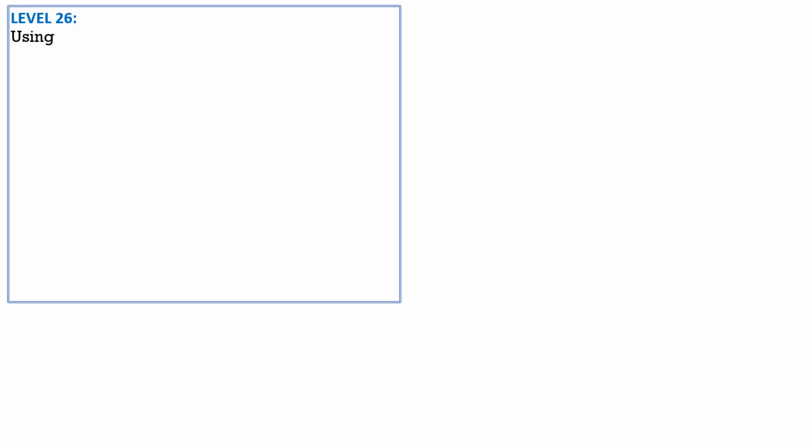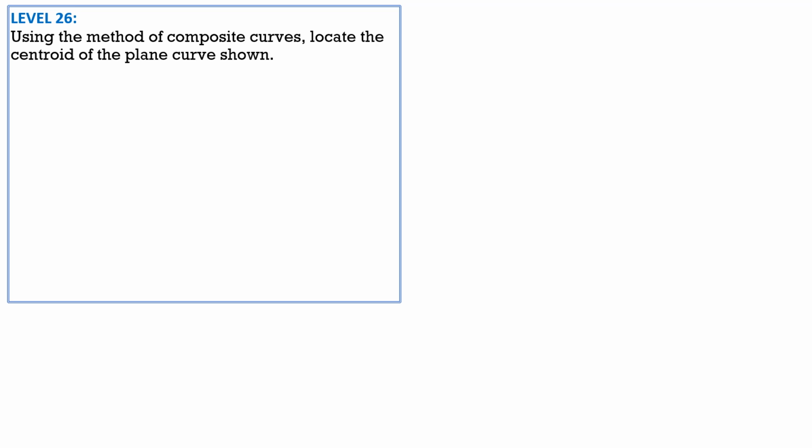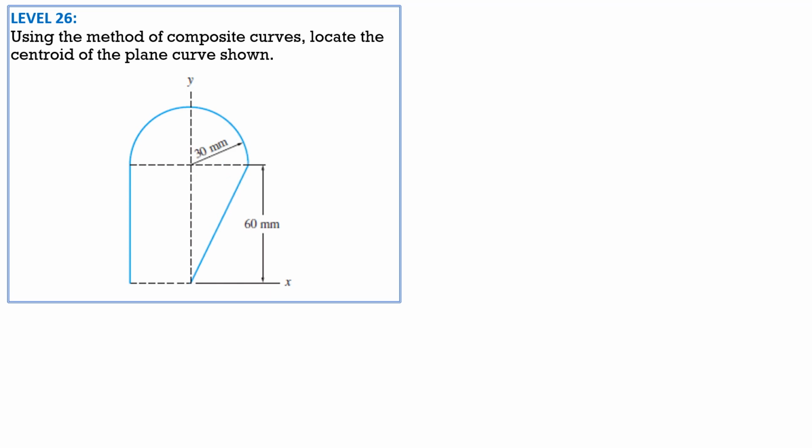Level 26. Using the method of composite curves, locate the centroid of the plane curve shown. So let us tabulate the solution, and let's call this element 1, element 2, element 3. And this is the centroid of element 1, centroid of element 2, centroid of element 3.